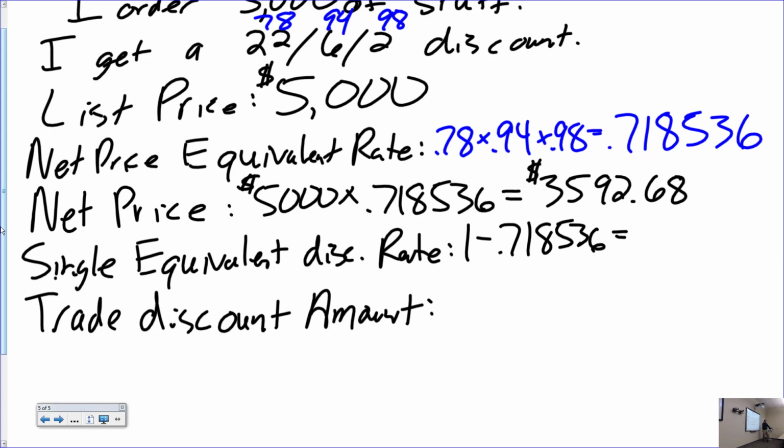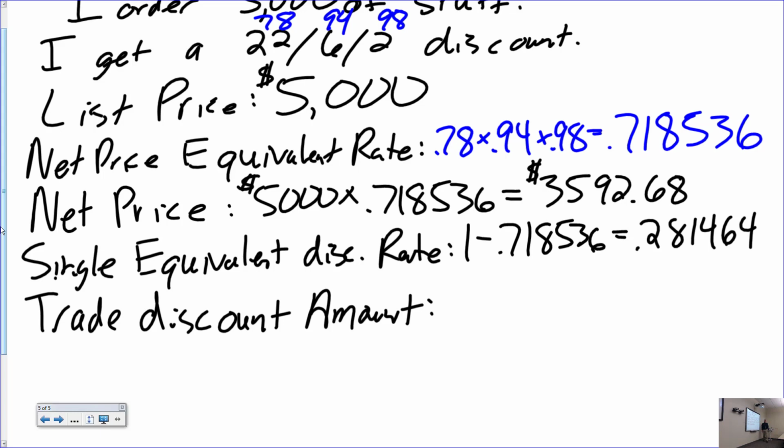0.281464. It is okay to think of this as a 28.1464% discount. That's okay to think that way. But honestly, I would rather you just left it as a nice decimal rate with lots of digits. That's fine with me. Okay?